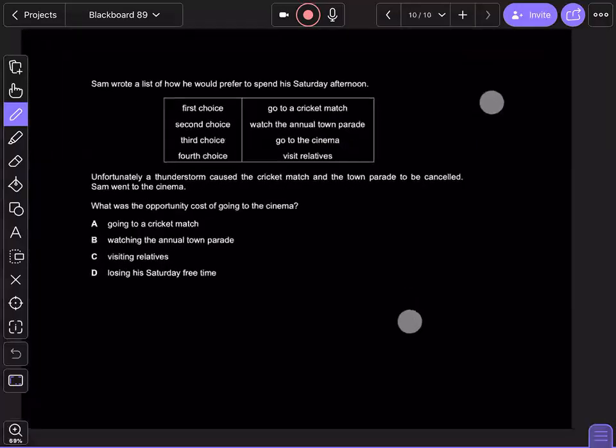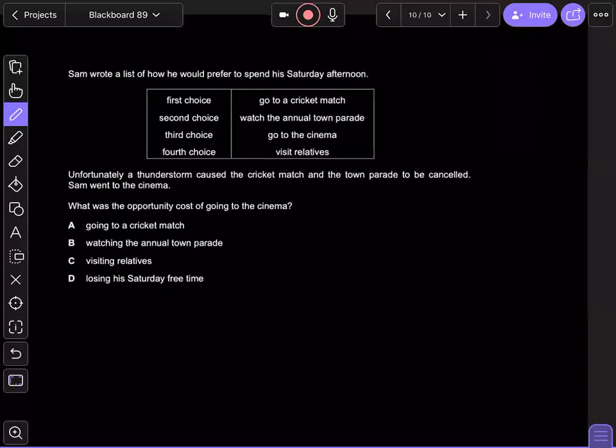Now let's look at this question. Sam wrote a list of how he would prefer to spend his Saturday afternoon. So Sam is writing down all the choices. The first one is go to a cricket match. This is option one. Second choice is watch an annual town parade. This is option two. The third choice is go to the cinema. And the fourth choice is visit relatives. So Sam has listed down all the choices 1, 2, 3, and 4.